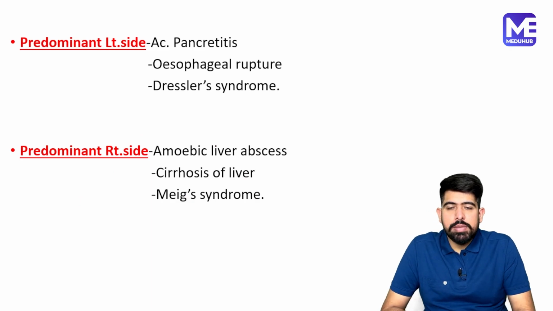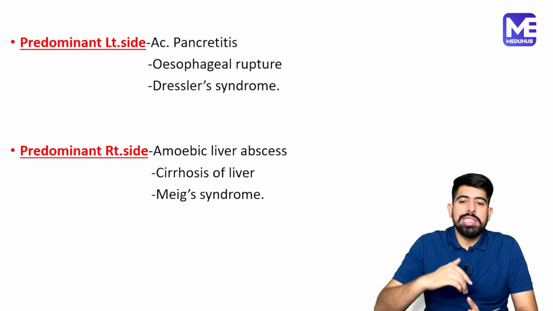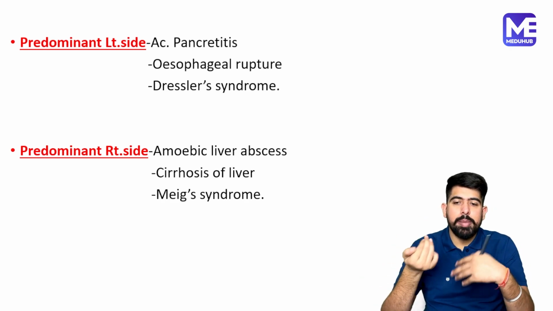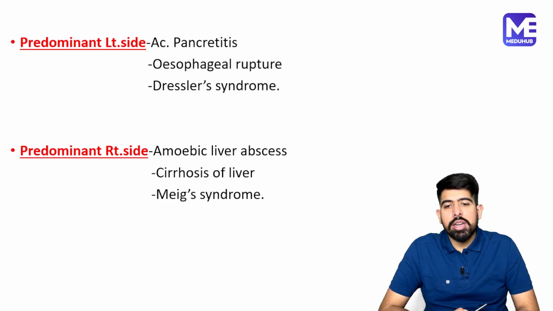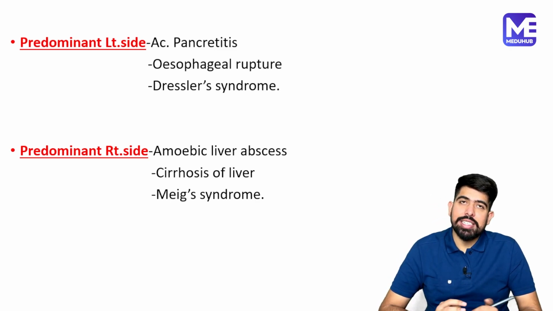Now we are going for the next thing. The pleural effusion can be caused in the left side of the lung or maybe the right side of the lung. But what are the causes that can cause only left side or only right side?